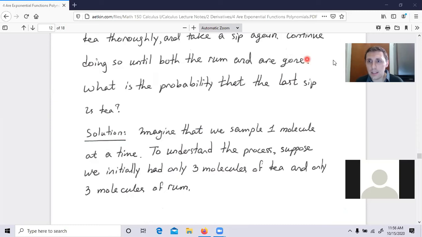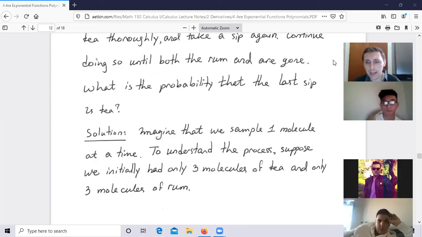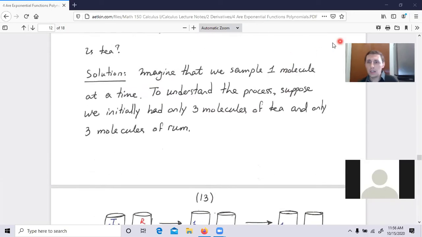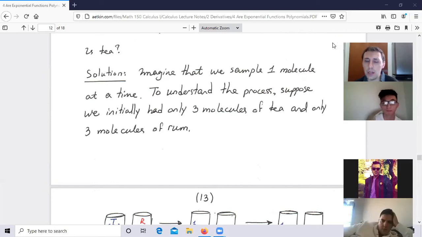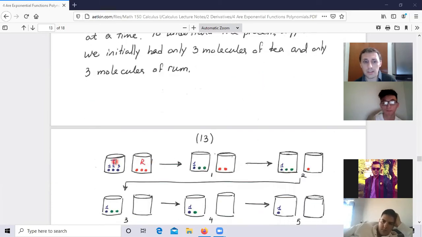Okay, so let's try to imagine that we have only three molecules of tea in the glass and three molecules of alcohol in the other glass, to just try to understand sampling simply, okay? And imagine that I will drink one molecule at a time. So every time I take a sip, I remove exactly one molecule. That's what my sip is going to be like. So here is my glass of tea. It contains molecule 1, molecule 2, molecule 3 of tea, and the other glass is a glass of rum containing 3 molecules, okay?